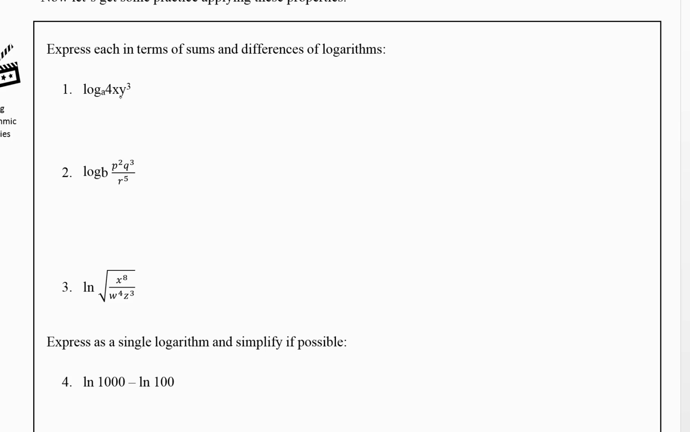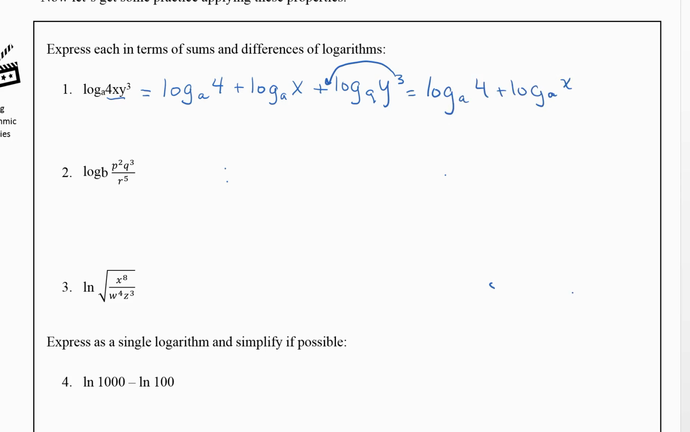Now the first thing we'll notice is that we're multiplying all 3 of these things together, 4x and y cubed. So we're first going to write this as the sum of 3 logarithms, log base a of 4 plus log base a of x plus log base a of y cubed. Now, one last thing that we can do, by the power rule, we can bring this 3 down. So our final answer, the most expanded we could do, is log base a of 4 plus log base a of x plus 3 log base a of y.